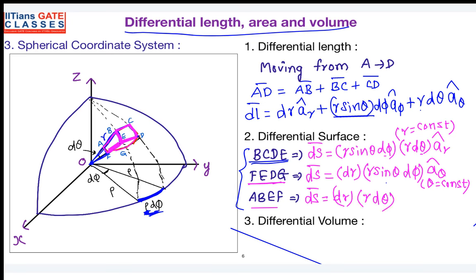Next, move on to the differential volume. So what is the differential volume here? When you see the differential volume, there is a change in r, a change in theta, and a change in phi. The change in r will be dr. The change in theta will be r into d theta. And the change in phi will be rho d phi, that is nothing but r sin theta into d phi.